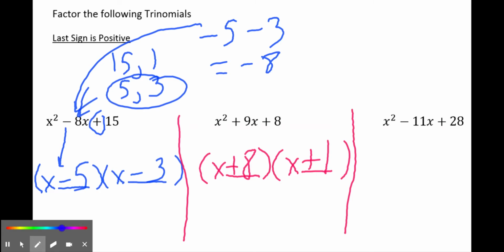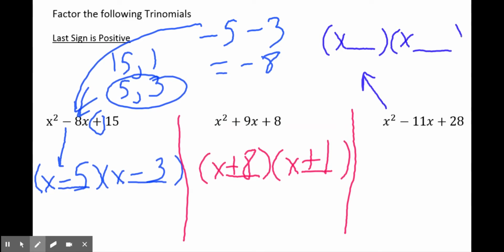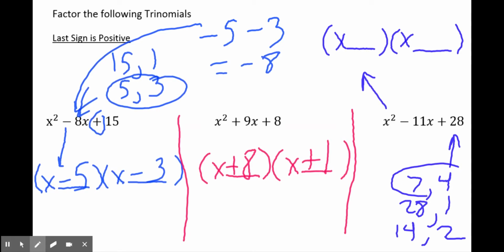This last one, maybe right up here for more space, x blank, x blank. Numbers that multiply to give me 28 would be 7 and 4, 28 and 1, 14 and 2. But I can already see that 7 and 4 would add to give me 11. Last sign is positive, so they both get that middle sign. So they're both negative.